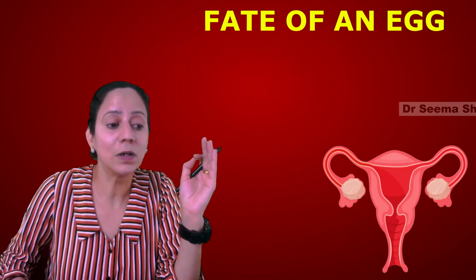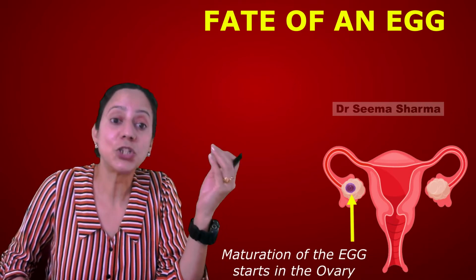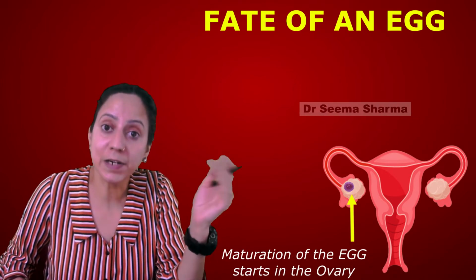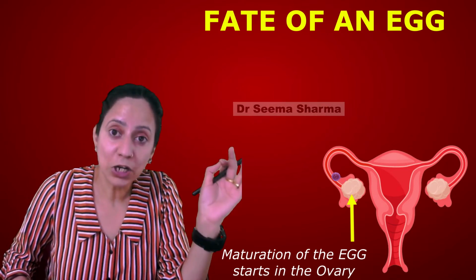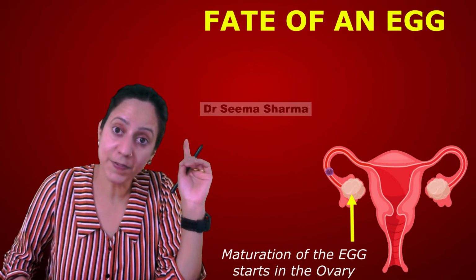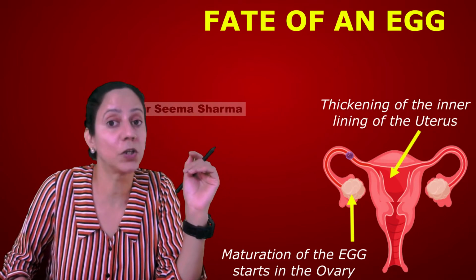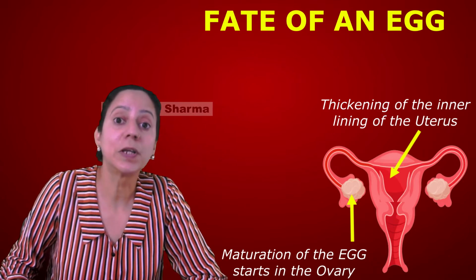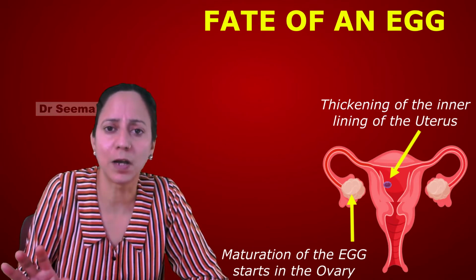First thing is the egg or the ovum, its maturation starts in the ovary. This mature ovum or egg is released into the fallopian tube or oviduct. When this ovulation is taking place, at the same time, there is thickening of the inner lining of the uterus. The uterus prepares for the implantation of the coming egg, whether it's fertilized or unfertilized.